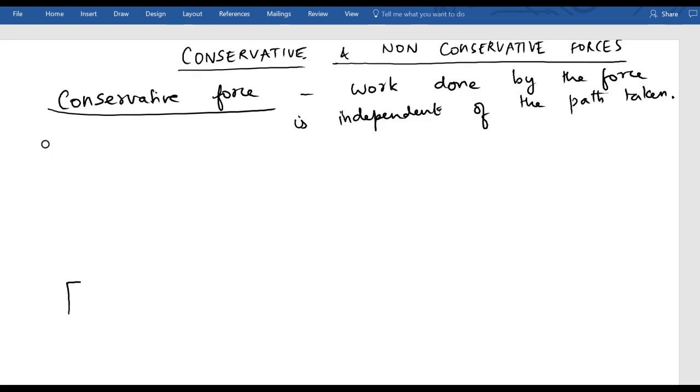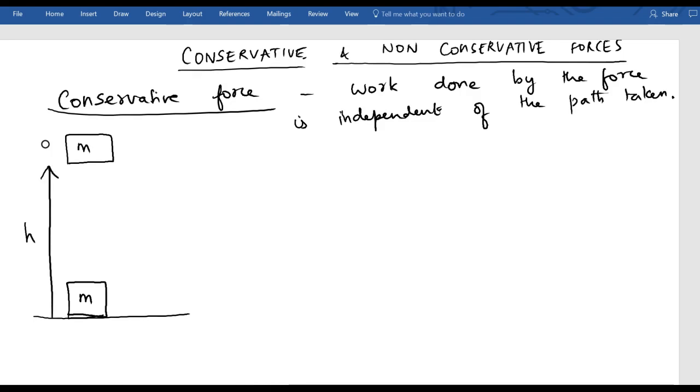So say I have a mass m lying on the ground and I'm trying to lift it or move it to a position that is at a height h from the ground. In order to do this, I need to apply a force and lift it at a constant speed and then move it to this position. So what is the minimum force required in order to lift this object?